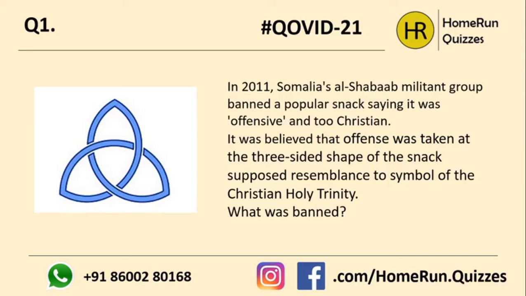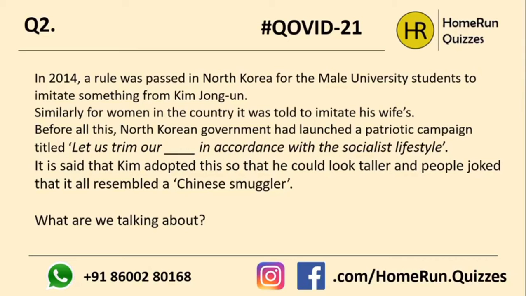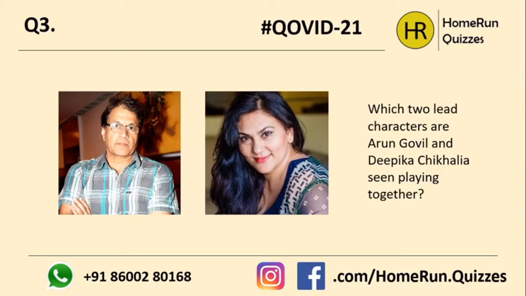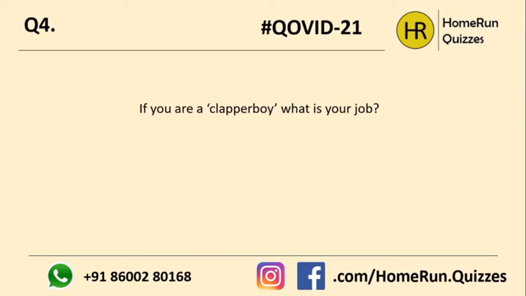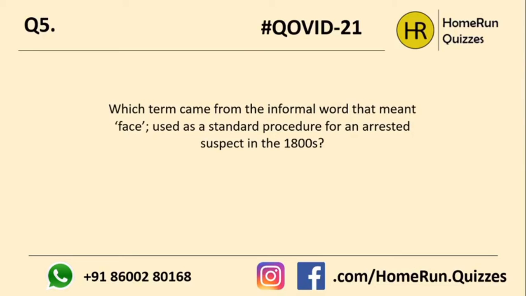So, question one, cycling back through all the questions: what snack was banned by this particular militant group? Question two, what are we talking about? What was given out as a rule to imitate by the students from the country North Korea? Question three, which two lead characters are these two people seen playing together? Question 4. If you are a clapper boy, what is your job? Then comes: what term for the informal word that meant face was used as standard procedure for an arrested suspect in the 1800s? And as I said, this is a one word term.